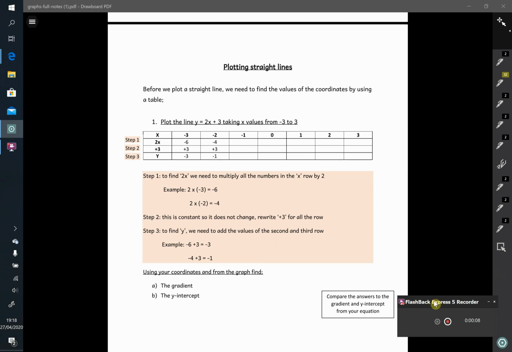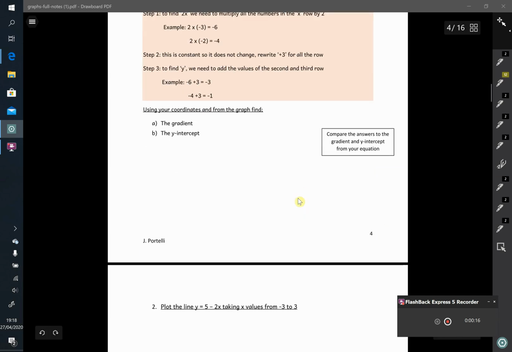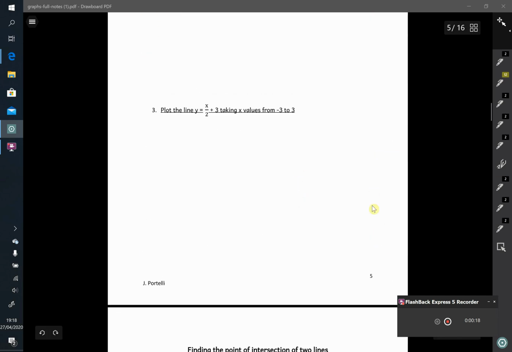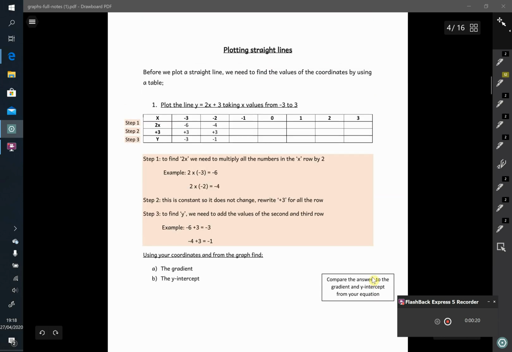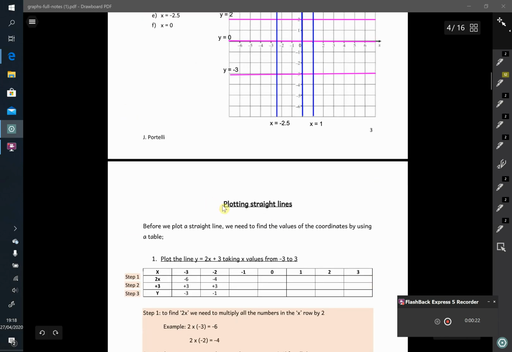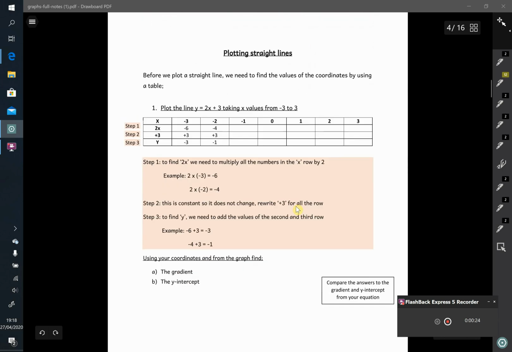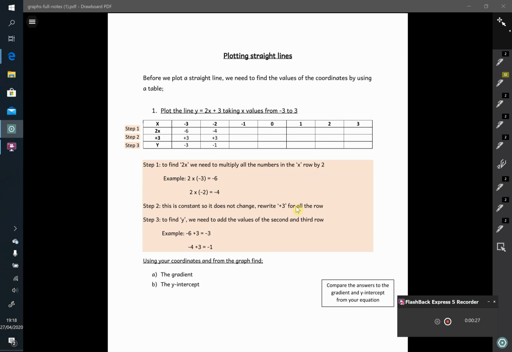This is Wednesday and we are going to continue working on the topic graphs. For this particular lesson, we're going to focus on pages 4 and 5. The subtitle is Plotting Straight Lines. This you've done in year 8, how to plot straight lines.